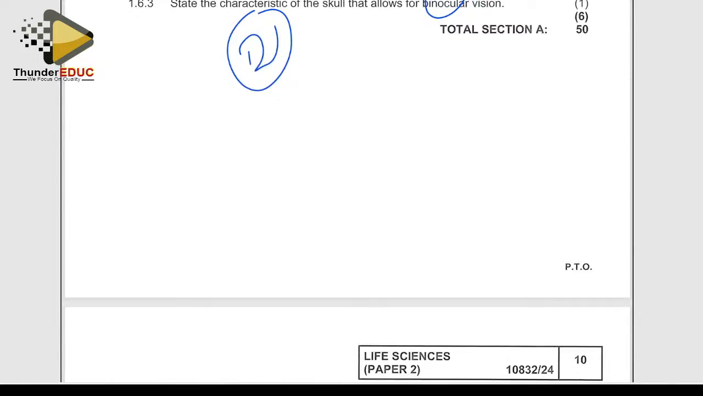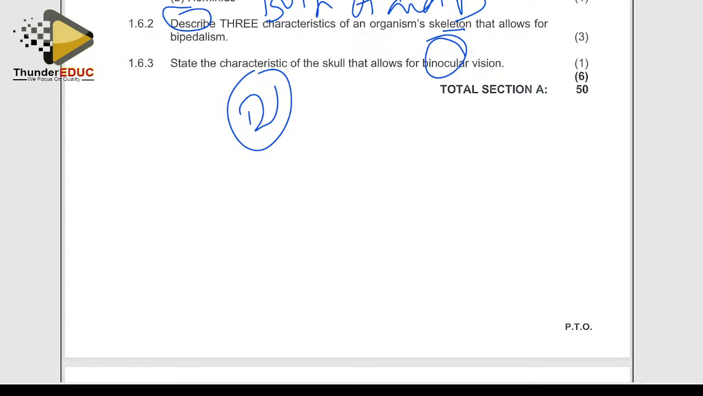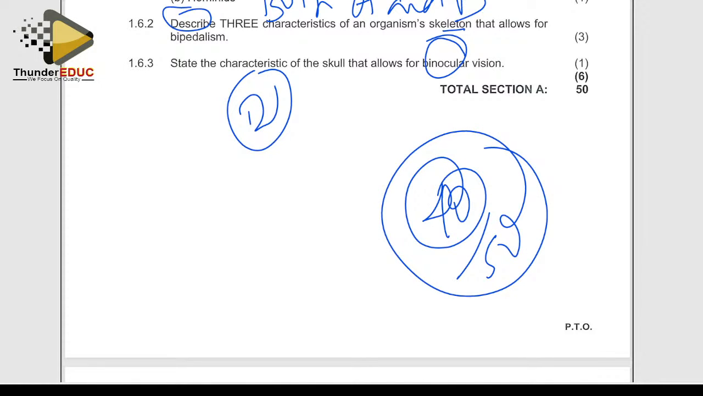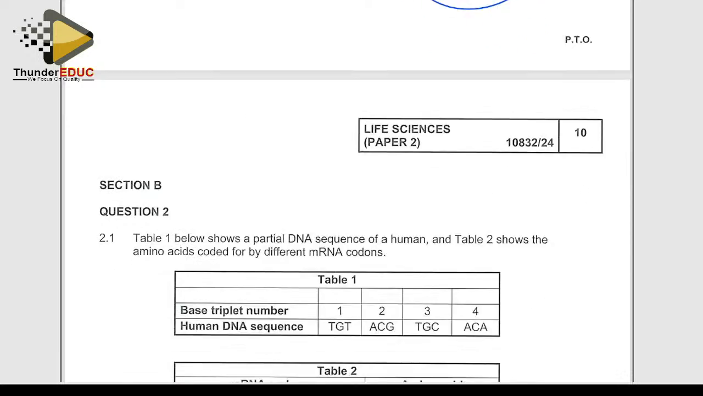Who got 50 out of 50? Who got 40 out of 50? If you got at least 40 out of 50, you're a star. If you got 45 out of 50, you're a moon. And if you got 50 out of 50, you are a sun. Yes, all right.